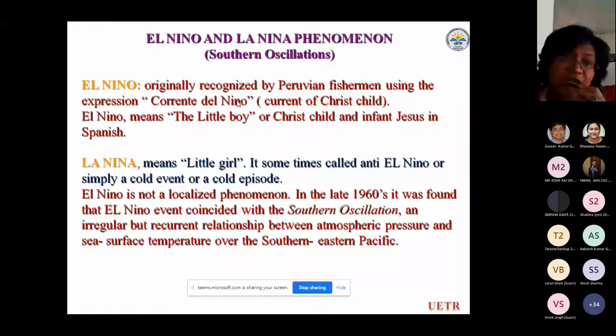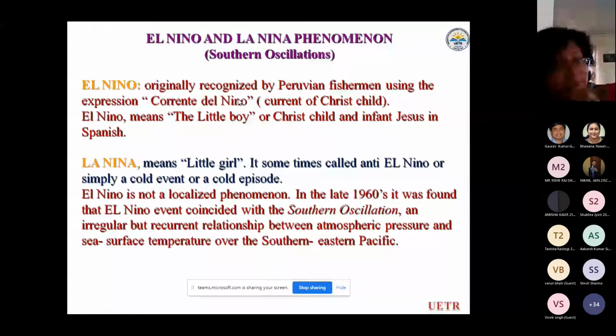El Nino, first of all, I want to tell you the meaning. It is known as the Christ child or the infant Jesus in Spanish. And La Nina means the little girl. Actually, these two phenomena start in the month of December, nearby the 25th of December. That's why they are known as the Christ boy and the Christ girl. El Nino and La Nina have opposite characteristics, which is why they are denoted by the boy and the girl.